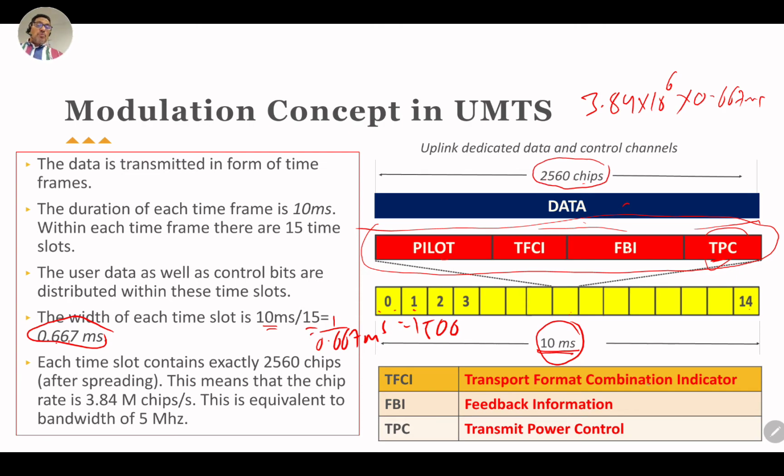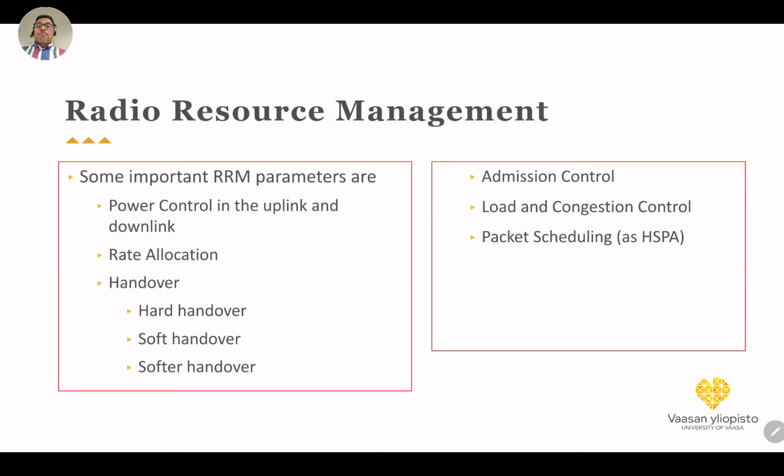And the transport format combination indicator actually contains information about the spreading factor used. Otherwise, if we lost the transport format combination indicator, we would not know what the spreading factor is, so what code we should use to despread this information. So this is very important to be known at the receiver.